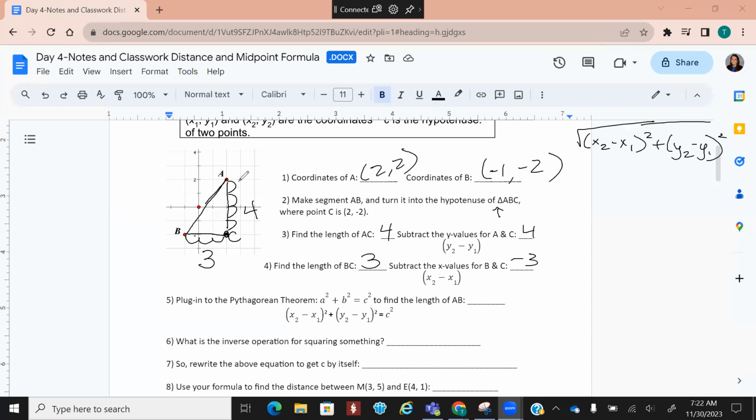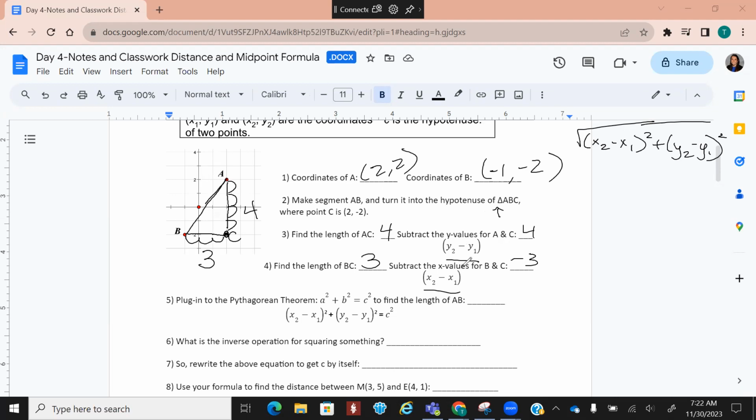Notice how we found the distance, and finding the distance was the same thing as subtracting the y values or subtracting the x values. Does that make sense? Like these numbers are the same. It's not just by happenstance.